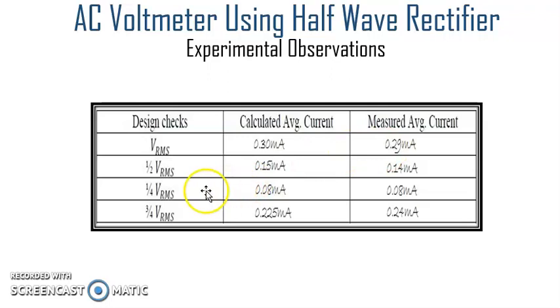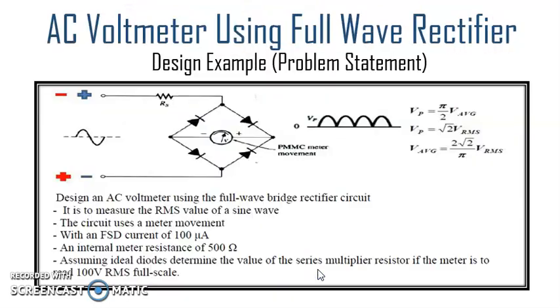0.30 correspondingly. And the other point that we cross verified is half of the VRMS. If we apply 2.5 volts, the current should be 0.15 milliampere, that is half of the IFSD, which in practice is around 0.14. Similarly, the values for 1/4 of VRMS and 3/4 of VRMS were obtained.